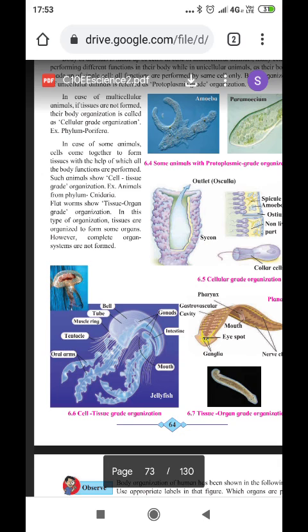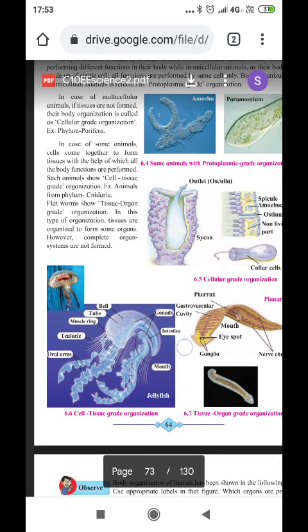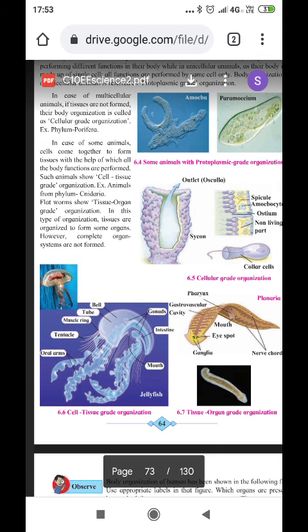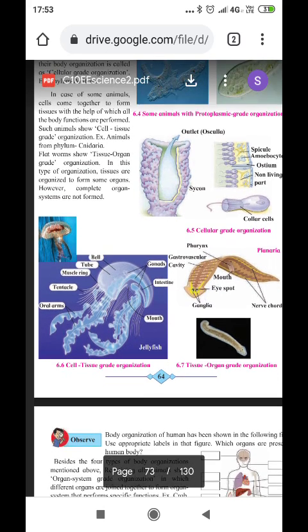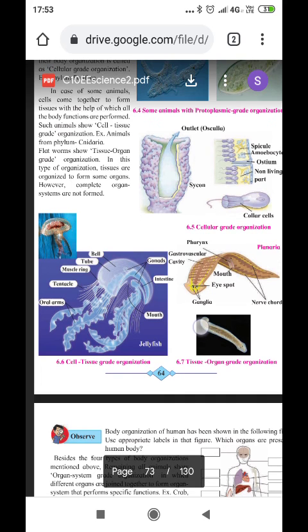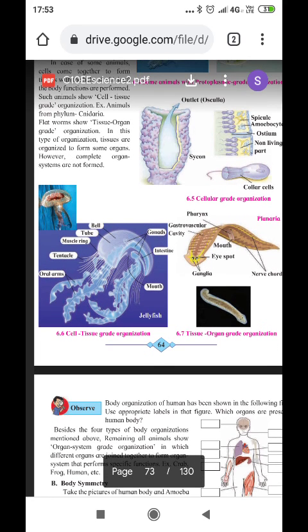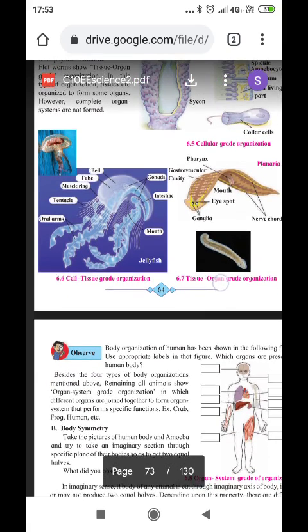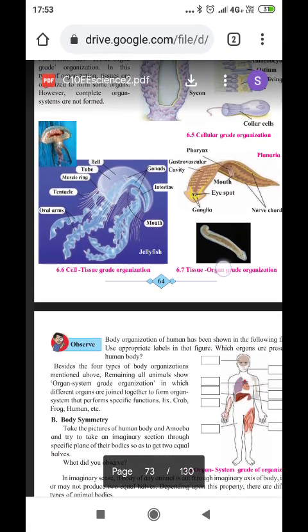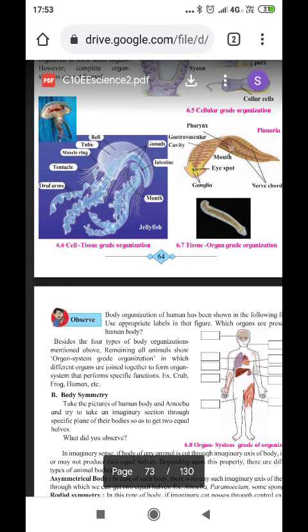So these are certain examples of protoplasmic grade organization, made up of protoplasm. Then the basic unit is the cell, so cell grade organization. Then certain organisms are based on cell tissue grade organization. Then some organisms are made by tissue organ grade organization. So different criteria are there based on which the different organisms are formed.